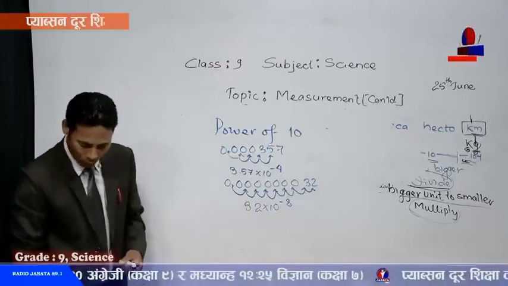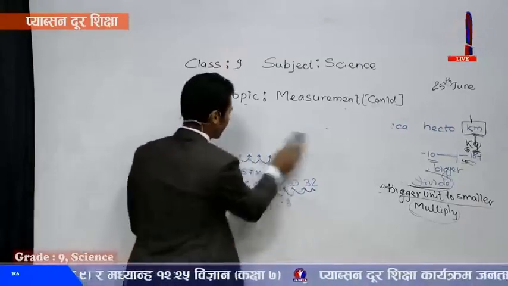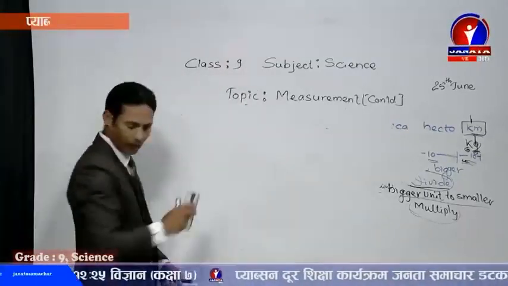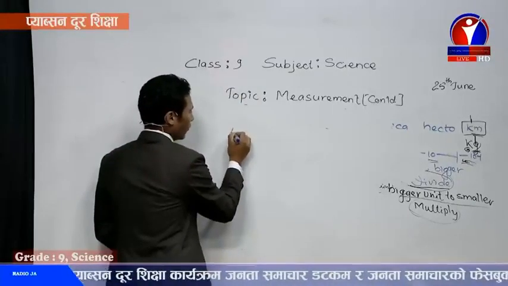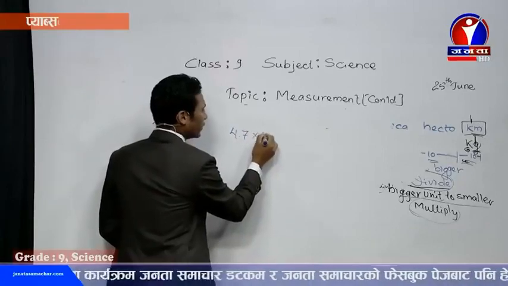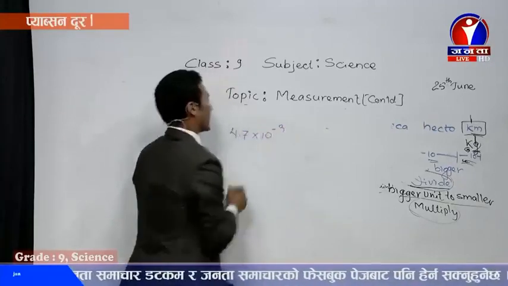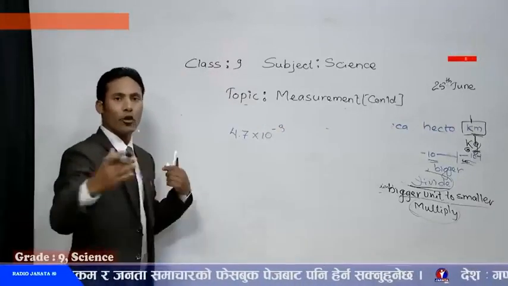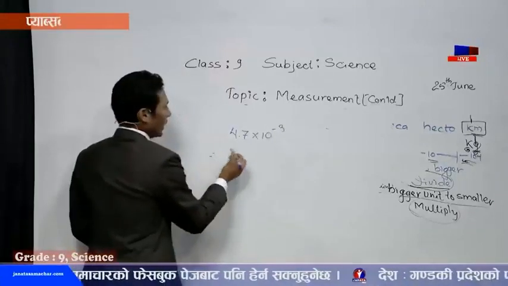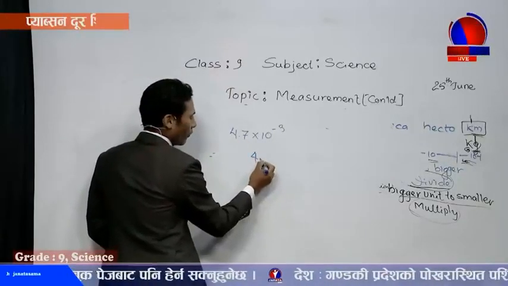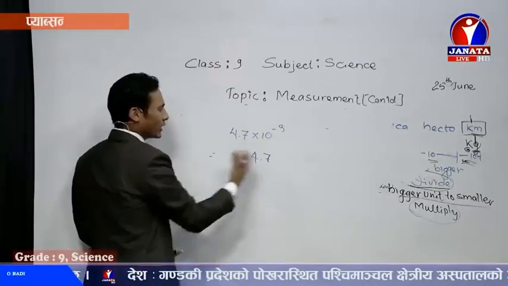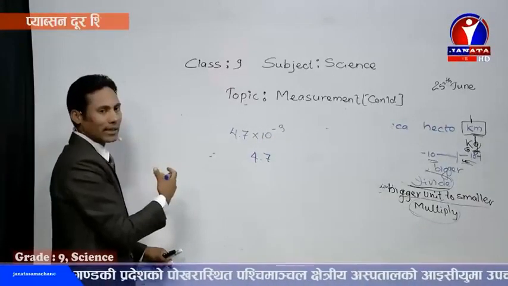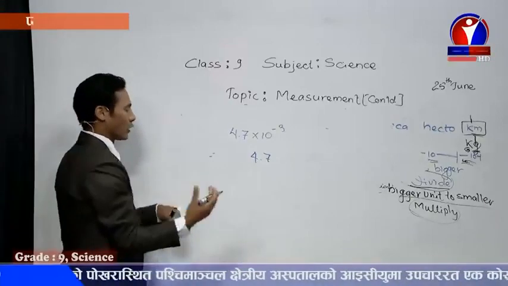Okay? So let's see some more examples. Suppose we have 4.7 into 10 to the power minus 3. How can we change this into the normal form? Let's see. The decimal point is here, 4.7 is there, and this is minus 3, meaning it will transfer to the left hand side. This is the reverse one, just the opposite.